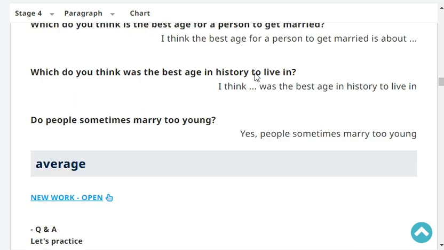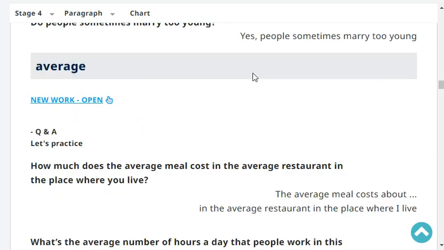Do people sometimes marry too young? Yes, sometimes people marry too young. Very good.